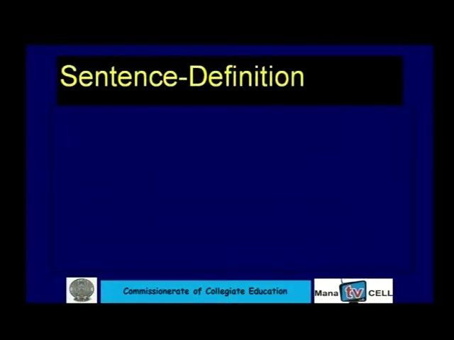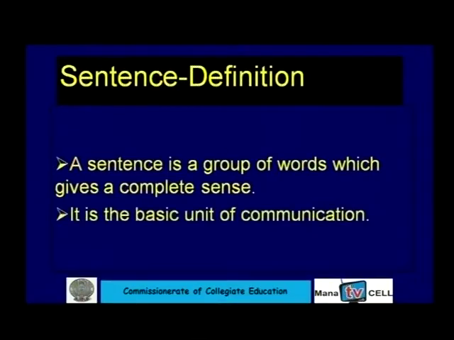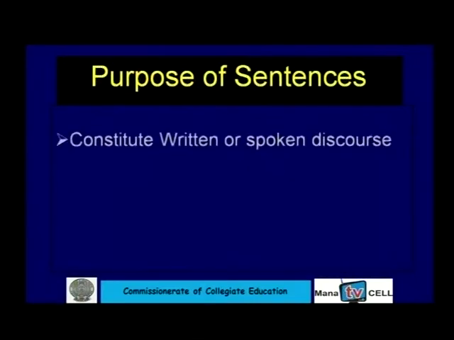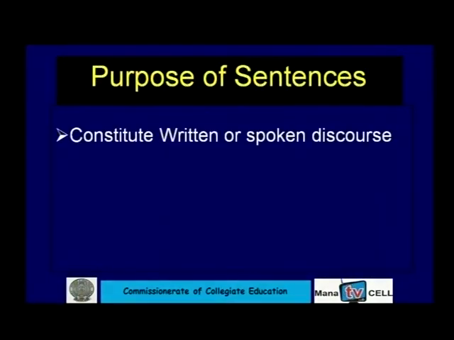Let us begin this lesson with the definition of a sentence. As you all know, a sentence is a group of words which gives complete sense. It is the basic unit of communication. That is to say that we speak in sentences. We convey our ideas, information in the form of sentences, not in individual words or syllables.